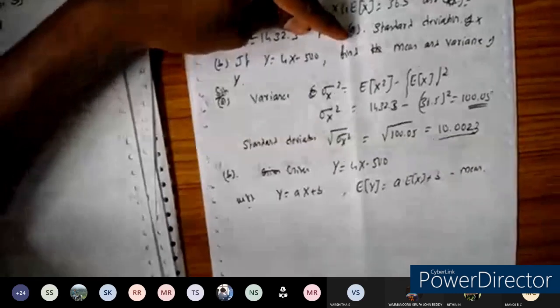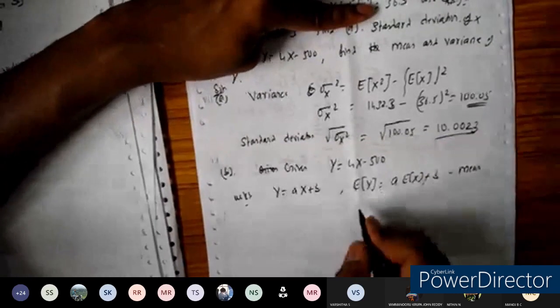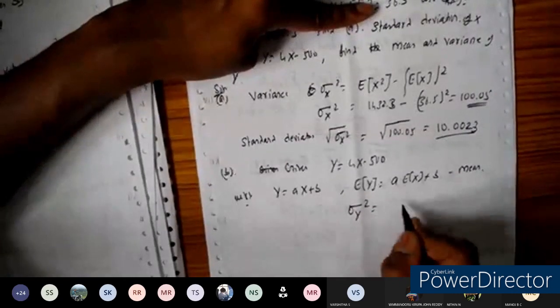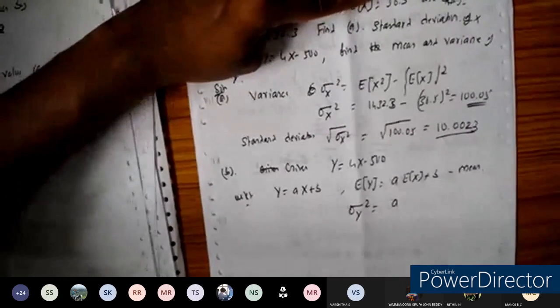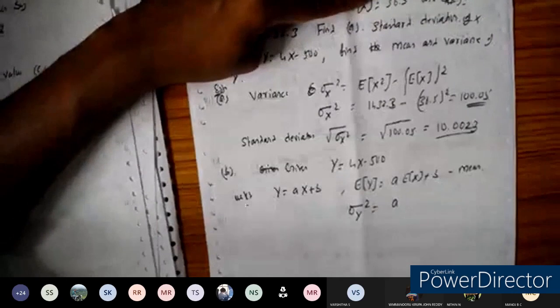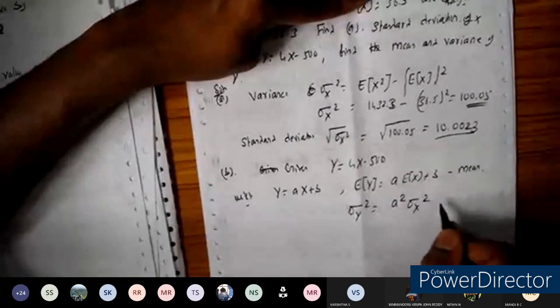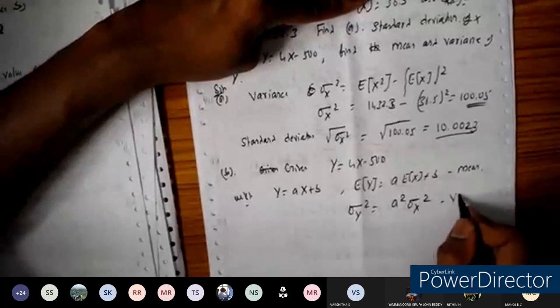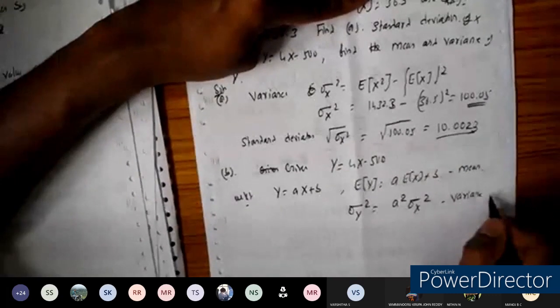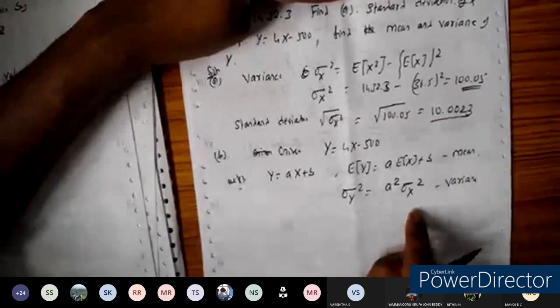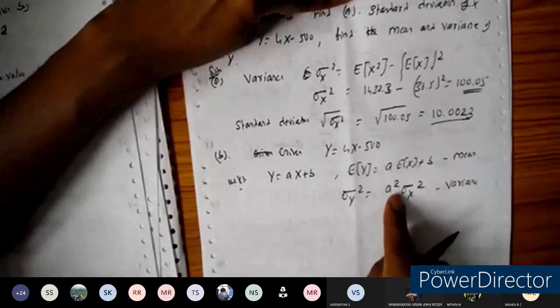We know this formula, as we already did in the class. Similarly, the variance sigma y square is equal to a square into sigma x square. This is the variance of the random variable y, by applying the concept of transformation of the variables.